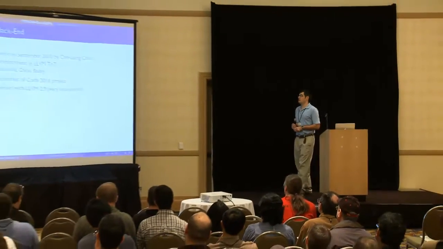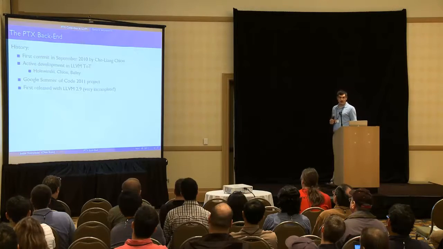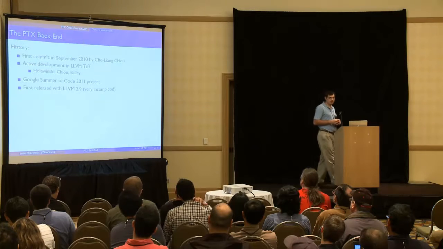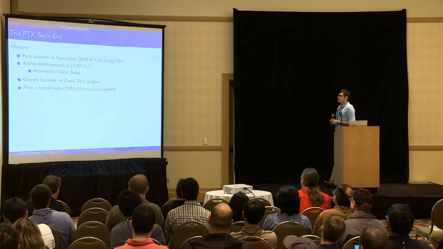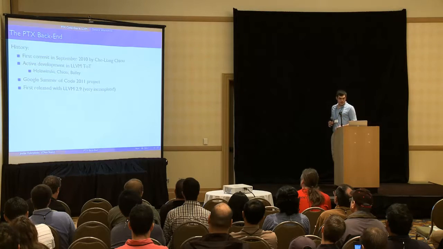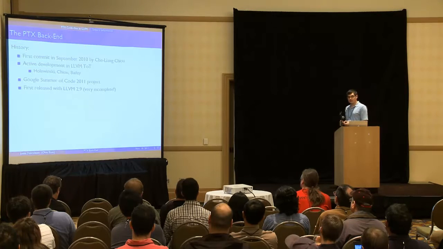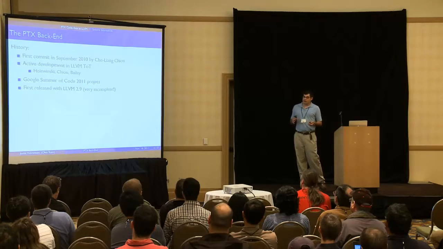Okay, so how do we do code gen in LLVM for PTX? A brief history of the current state of the actual backend. In September of last year was the first commit of this backend into the LLVM source tree. Since then, it's been very actively developed by myself, Shailing Chow, and Dan Bailey. It was also my Google Summer of Code 2011 project where significant work was done. And technically, the first release of this backend was part of LLVM 2.9. Now, when the 2.9 branch happened, there was very little implemented, so it's basically not usable in LLVM 2.9. But as of the 3.0 release, it is very much usable now.